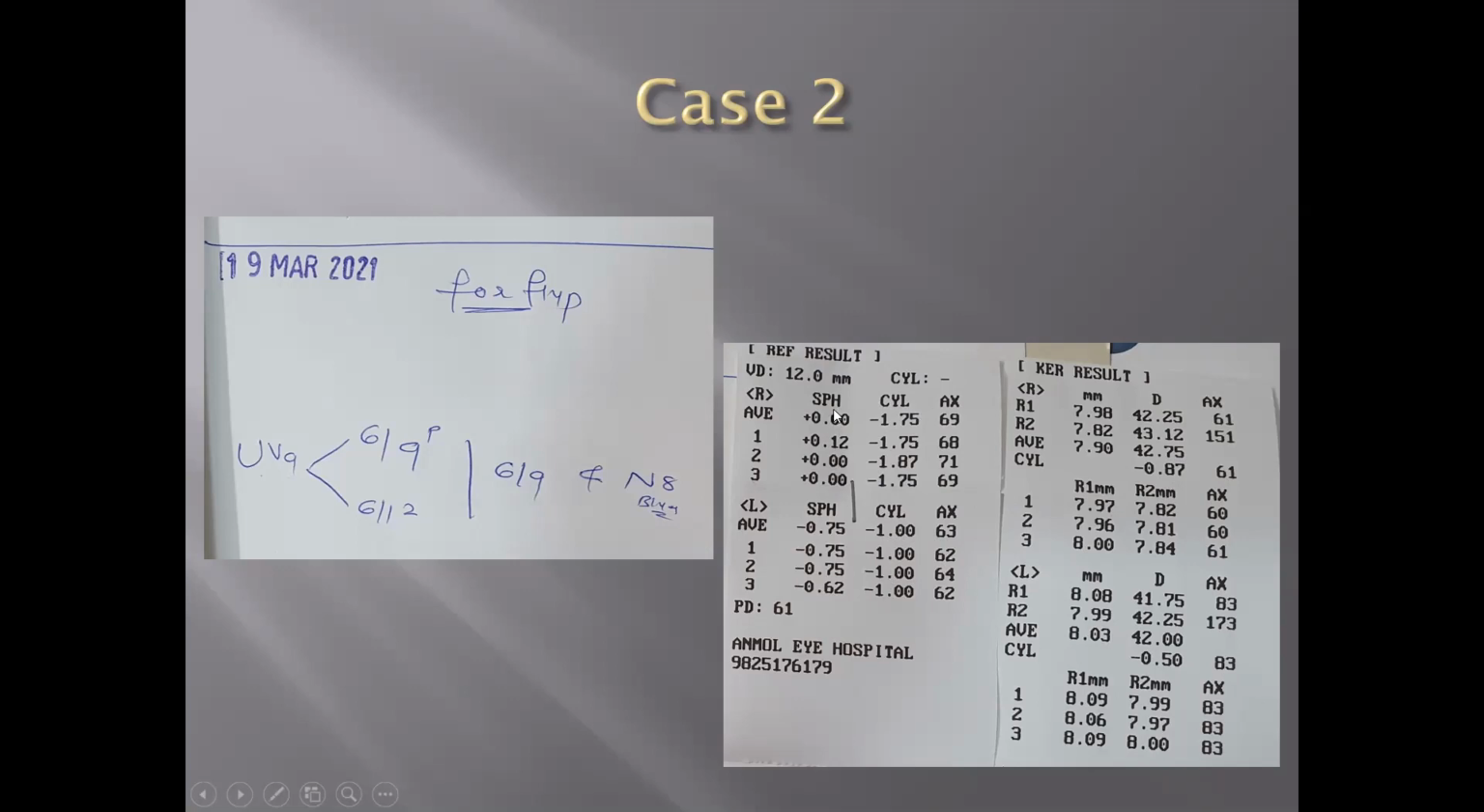So stenopic slit straight away gives you the axis if you put some larger letters like 6/60 or 6/36 and move a stenopic slit to get the accurate cylinder, accurate axis, and then you decide the power by subjective testing and bracketing of the amount of the cylinder in the right eye. So that is the right eye.